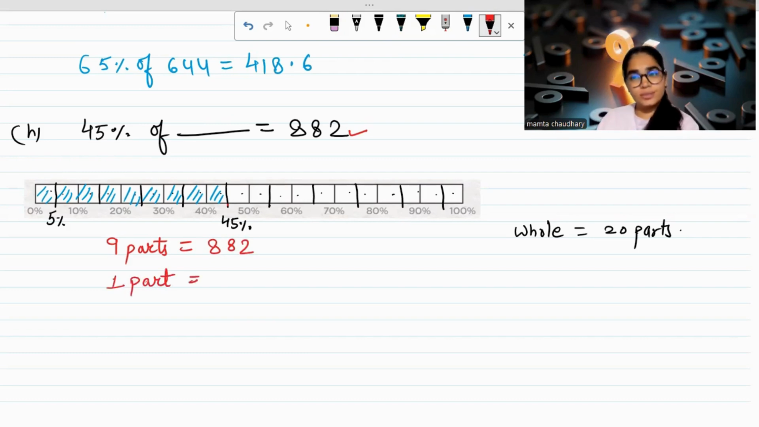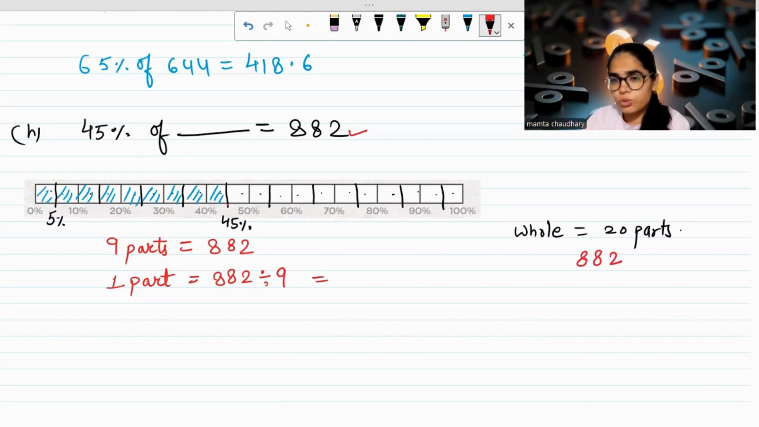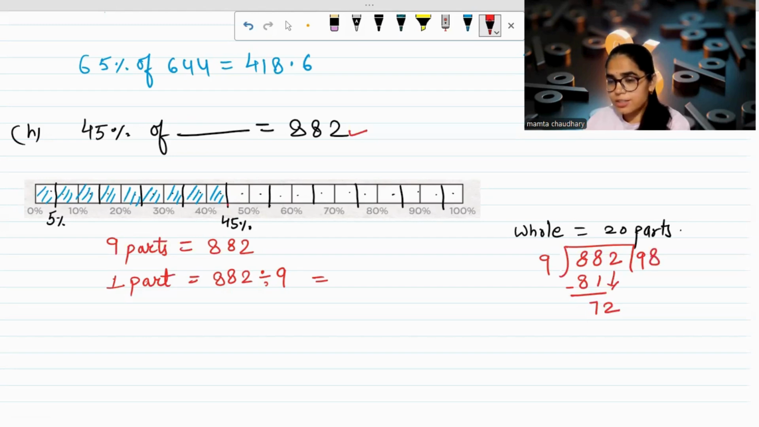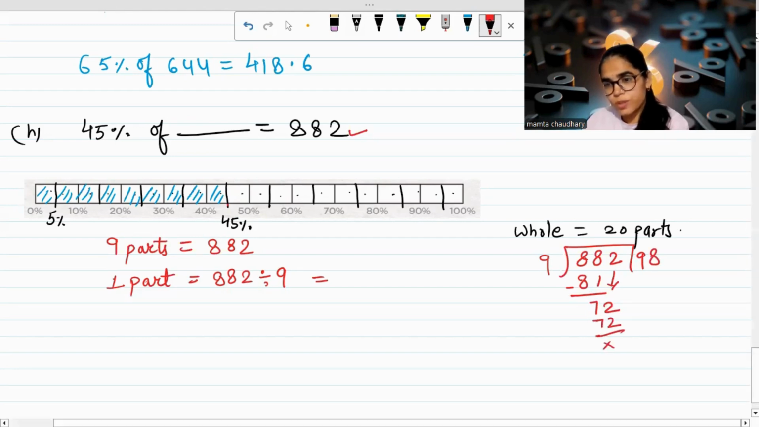Many to 1? Divide. 882 divided by 9. Okay. So 882 divided by 9. 9 nines are 81. 8 minus 1, 7. And 2 will come down. 2. 9 8s are 72. So 98. We got 1 part as 98.